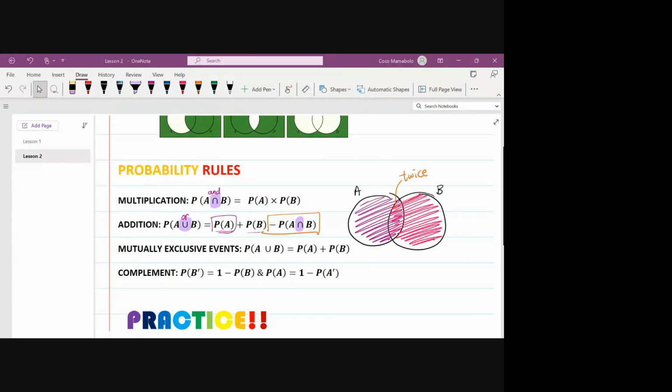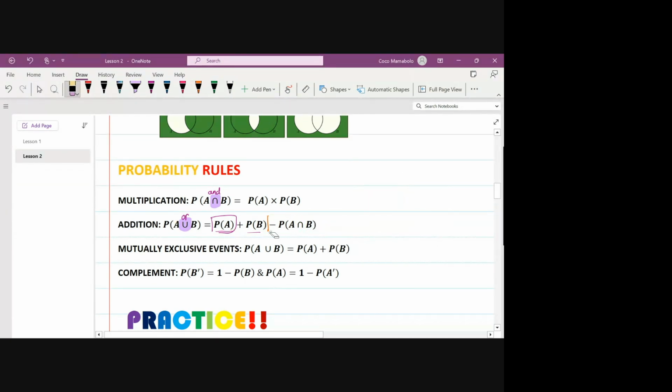Then the mutually exclusive event union is a little bit different from this one, in that two mutually exclusive events cannot happen at the same time. So let's say, for instance, we have a sample size and we've got odd numbers in A and even numbers in B. Now, if I had to calculate the union of these two, I'm just going to say the probability of A plus the probability of B. Now, there is no intersection.